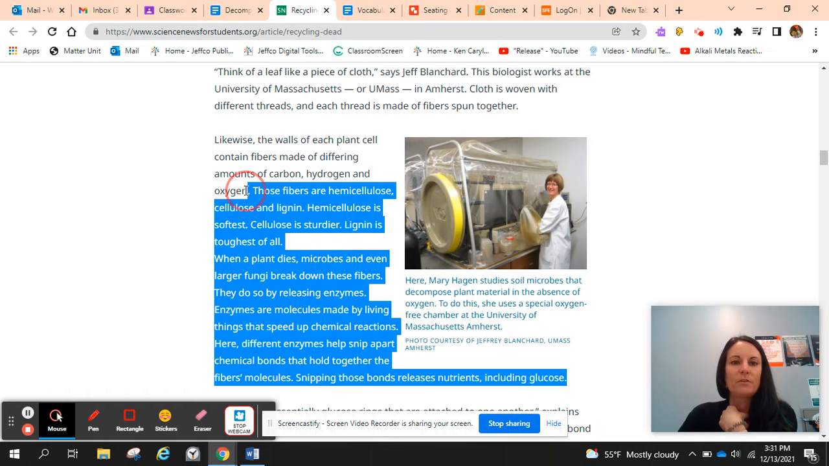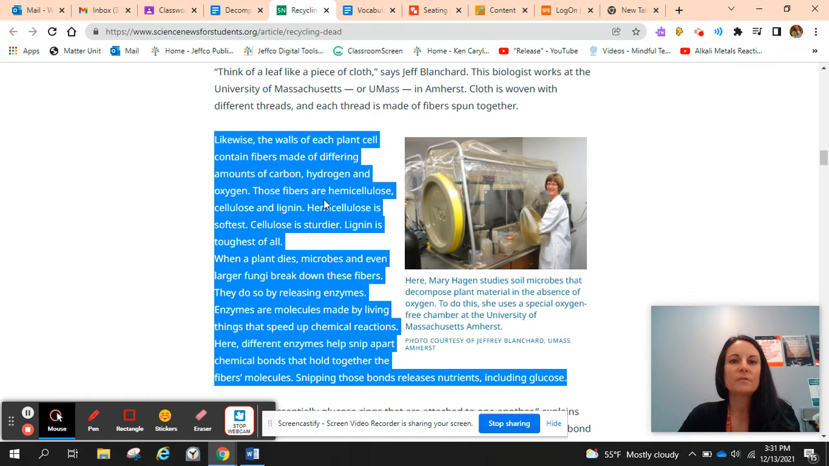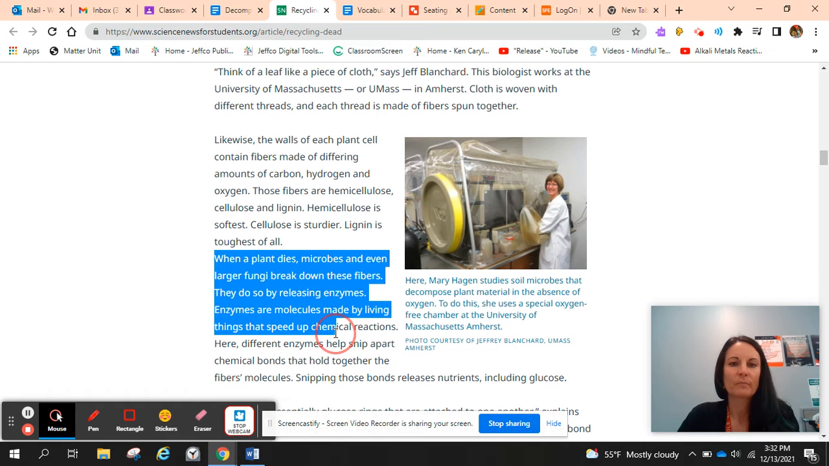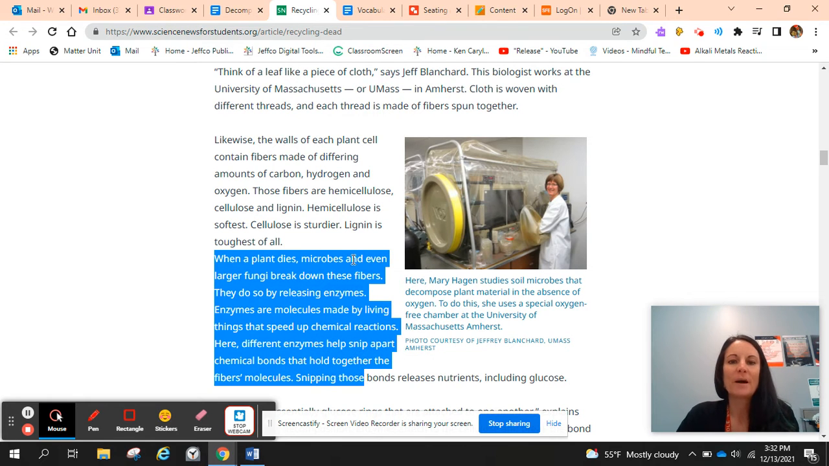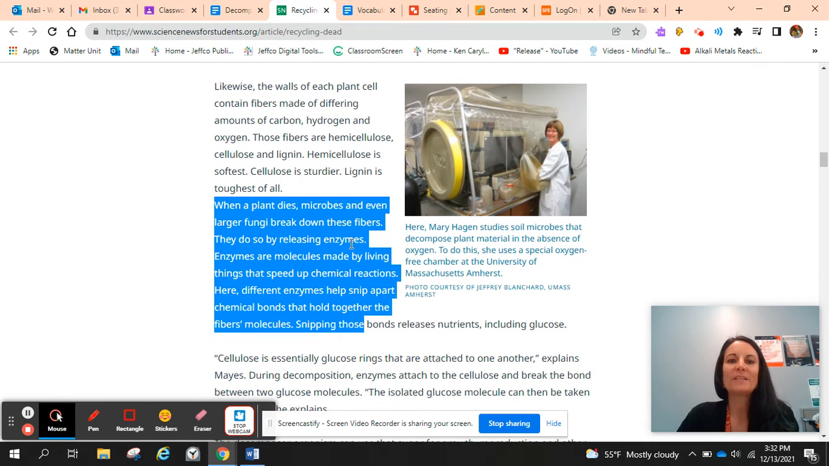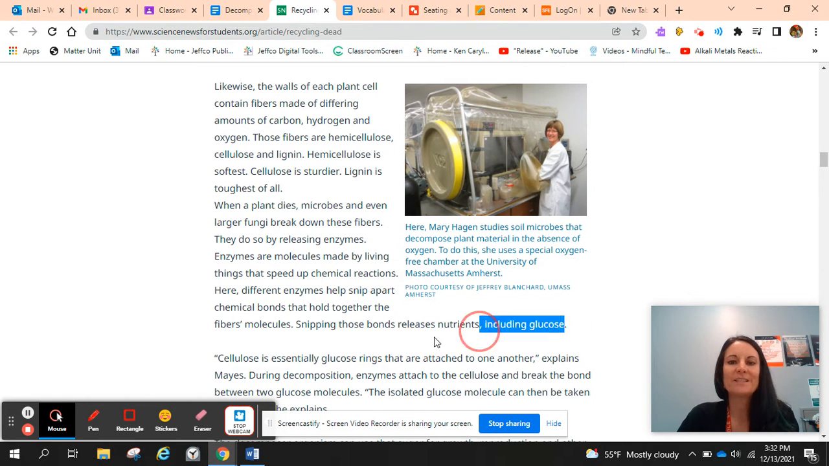So let me get you the paragraph here. So likewise, the walls of each plant cell contain fibers made of differing amounts of carbon, hydrogen, and oxygen. Skip down here. When a plant dies, microbes and even larger fungi break down these fibers. Remember, the fibers made of carbon, the hydrogens, and oxygens. They do so by releasing enzymes. Enzymes are molecules made by living things that speed up chemical reactions. Here, different enzymes help snip apart the chemical bonds that hold together the fiber's molecules, and snipping those bonds releases nutrients, including glucose.